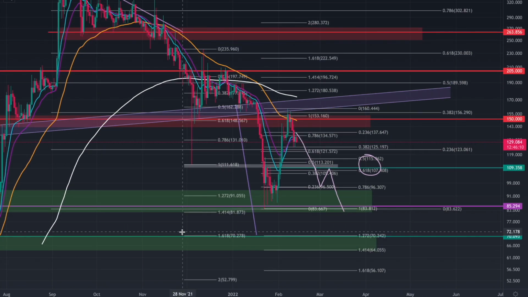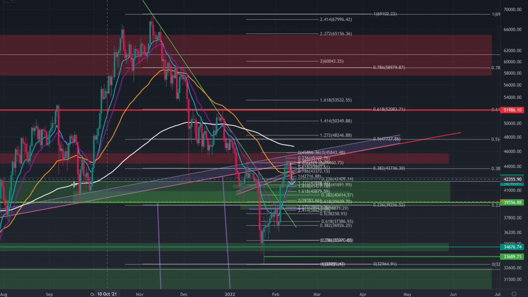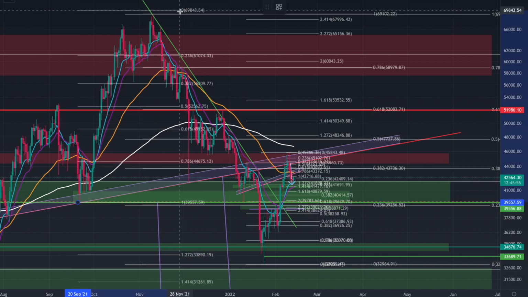And I want to bring you guys' attention to the fact that actually when Bitcoin lost 39k, let's go to the Bitcoin chart quickly. When Bitcoin lost this 39k area over here, let me get you a technical target.